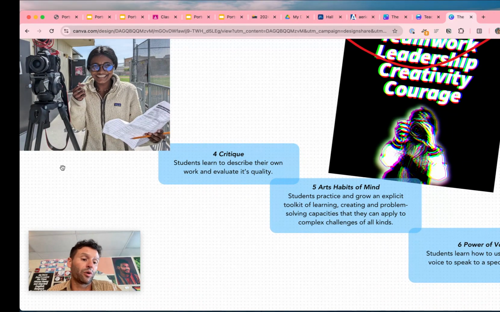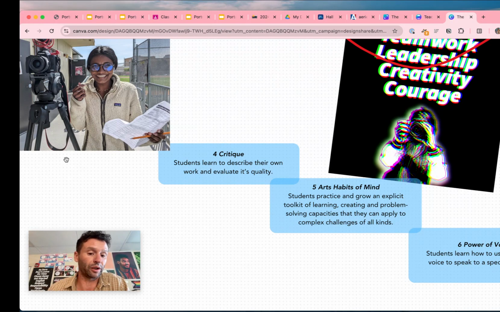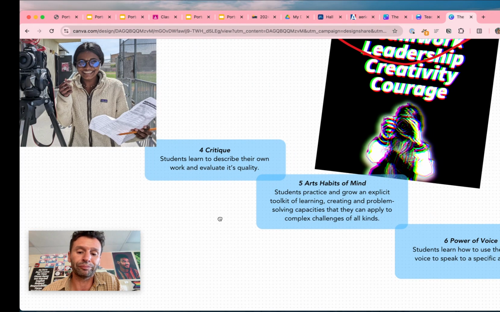Number four is very interesting. It's critique. As we make art, we are learning to describe and evaluate work and say why it's good and why maybe it could be improved. How could it be improved? And this is a critical skill for students in any future role in their lives, in order to be able to tell for themselves and reflect on this work that I made, this essay that I wrote, this code that I wrote, this job that I completed. Did I do a good job? And can I articulate why or why not? That's critique. That's what it is.